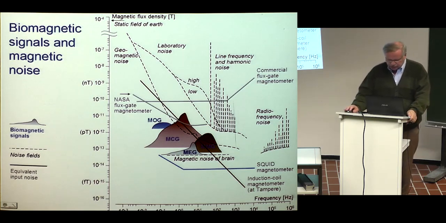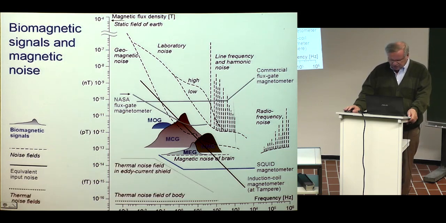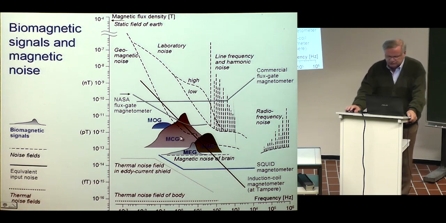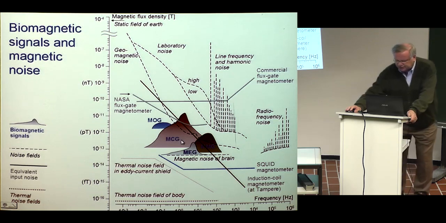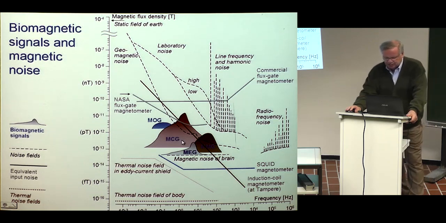The induction coil was just in the first experiments, but it does not have any meaning or use anymore. There's the thermal noise of the eddy current shield and the thermal noise of the body. So you see that it is challenging, very challenging, to measure the biomagnetic fields, and it also means that it is very expensive to do the measurements because the signals are so low.